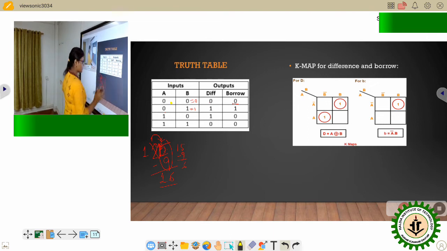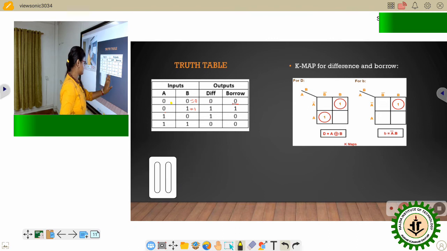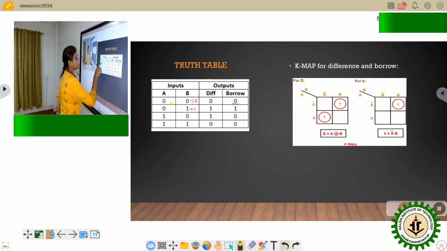For inputs 0 and 0, we get the output 0, meaning the difference is 0 and the borrow is also 0. In the case of 0 and 1, as 0 is smaller than 1, the difference is 1 and we take a borrow, so the borrow is also 1. In the case of 1 and 0, 1 is greater than 0, so there is no borrow, the borrow is 0 and the difference is 1. In the case of 1 and 1, there is no borrow as usual and the difference is 0.